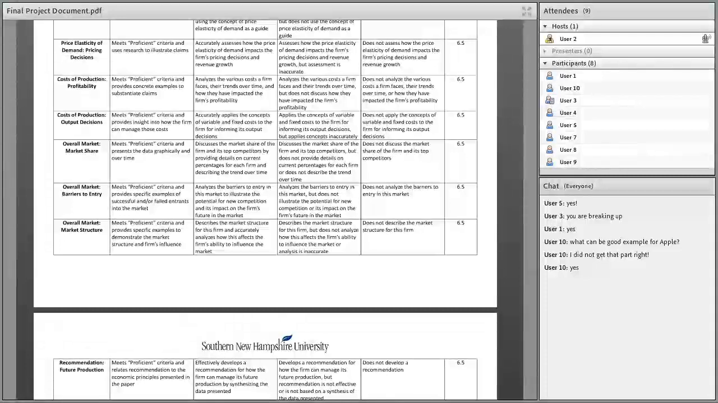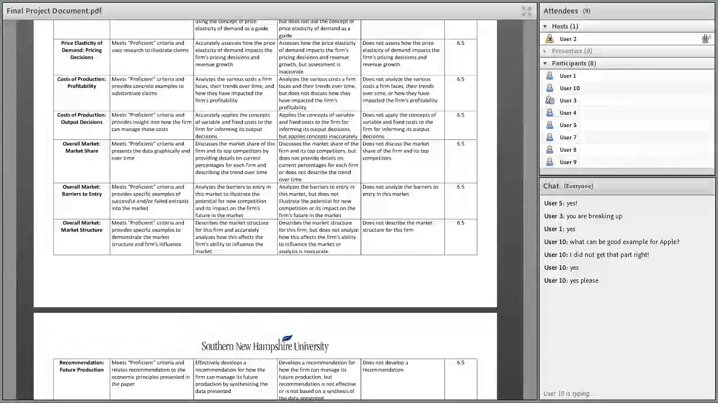I can't think of an example, but we can look it up once we go over the requirements of the final. Maybe we can talk about it. Some of your colleagues, some of the other students might have some ideas that they can share, because I can't think of a good example for Apple right off the top of my head.